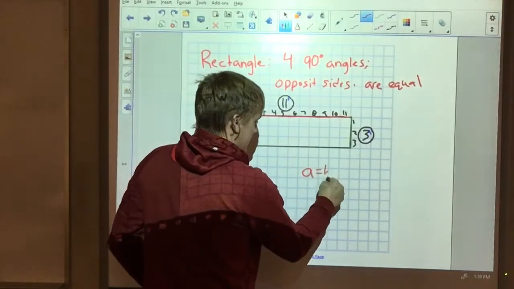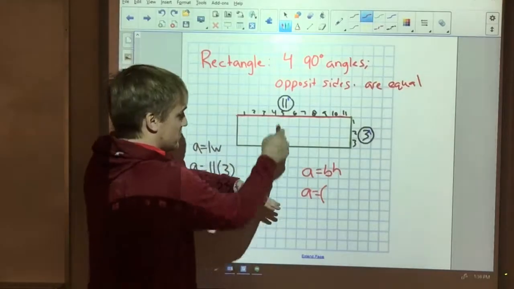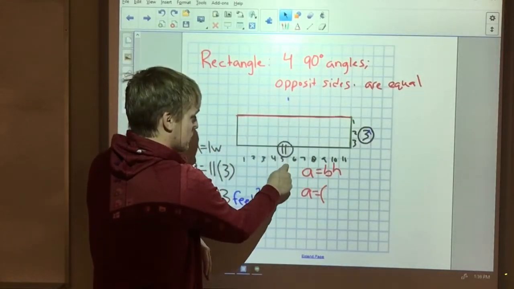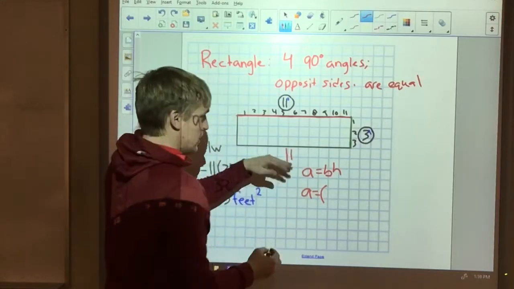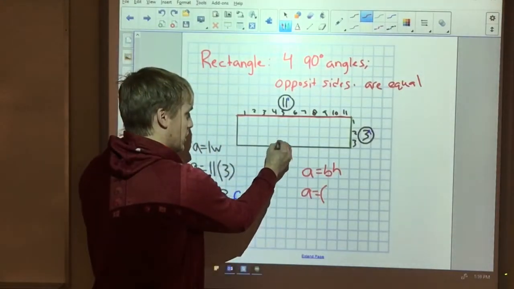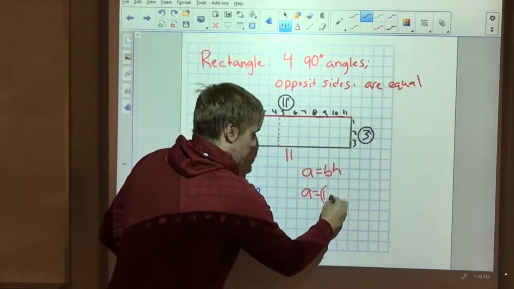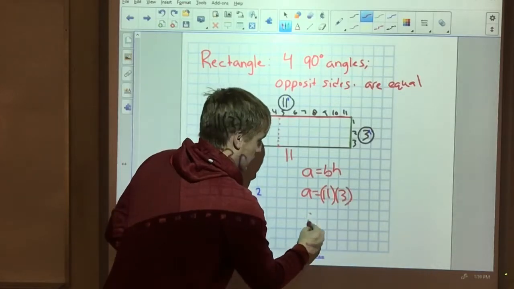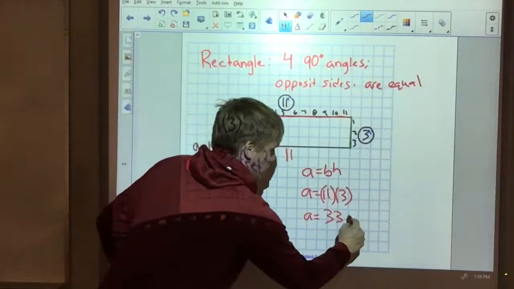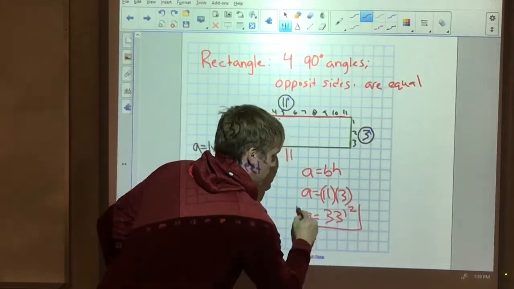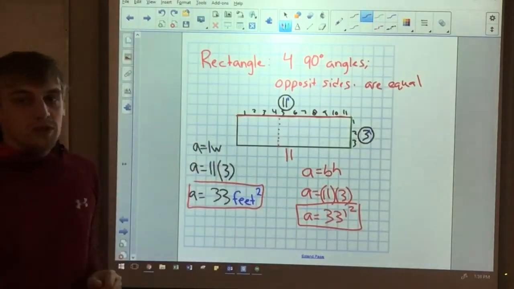Okay, if we go to the rectangle, we can do the same thing. Area equals base times height. The base is the bottom. Well, this is 11, because this side is equal to this side. So 11 times the height. The height is from the bottom of the shape to the top of the shape, which is the same length as the sides of a rectangle. So we have 11 times 3. Area equals 33, and we said that it was in feet, so we could put feet squared as our answer.